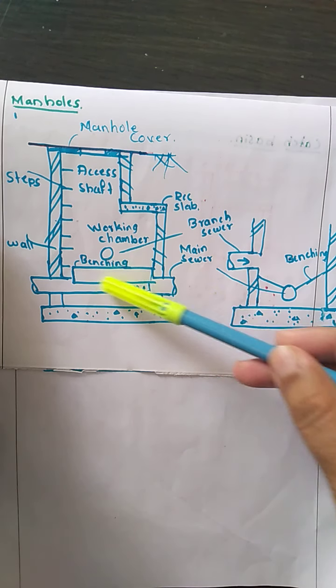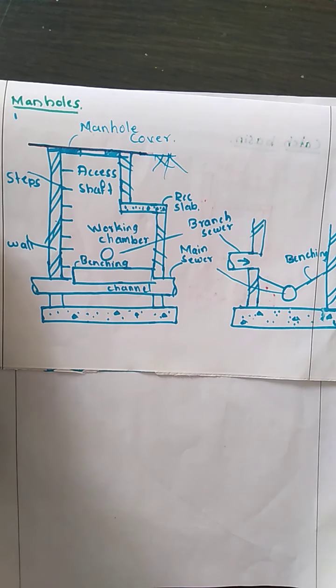See, the working chamber will be larger than the access shaft. Now the access shaft is the upper portion of the manhole, and it is also known as the upper shaft. It has a minimum size of around 0.6 to 0.75 meter for a rectangular manhole, and if the manhole is circular, then this access shaft will be of the size 0.6 to 0.75 meter.